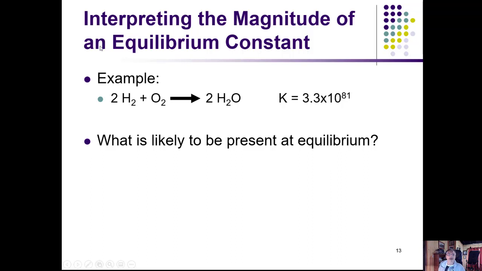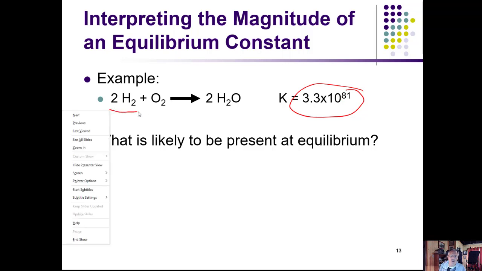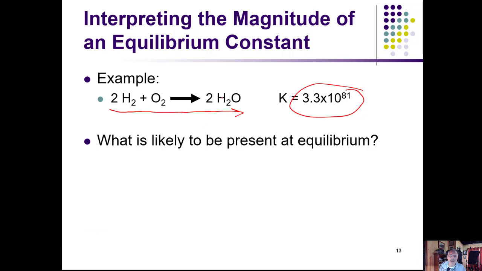Interpreting the magnitude of an equilibrium constant, examples. Here I have 3.3 times 10 to the 81. That's a huge equilibrium constant. I mean, this is phenomenally huge. I'm not even sure that that's quite real. It's so huge that it means the reaction has gone effectively all the way to products.